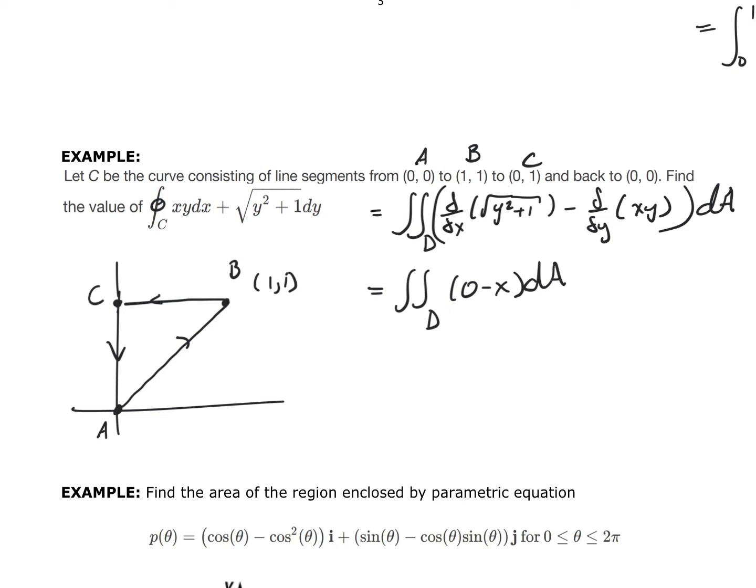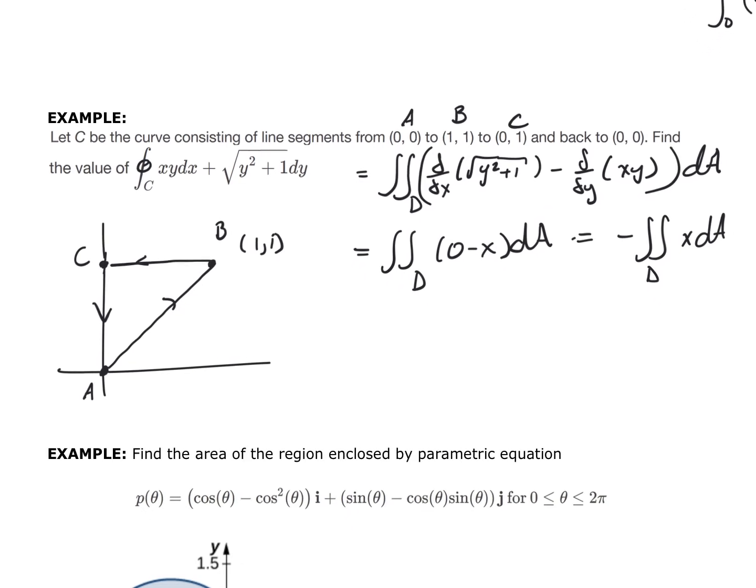Do we want to integrate with respect to x first or with respect to y first? Since this is the same thing as the negative double integral over the region D of x dA, I think I'm going to integrate with respect to y first. To figure out how y is being bound, well, y is being bound below by this line, which is the line y equals x, and it's bounded above by 1. So it's going to go from x to 1. And then my x is going to go from 0 to 1, and don't forget the negative out front.